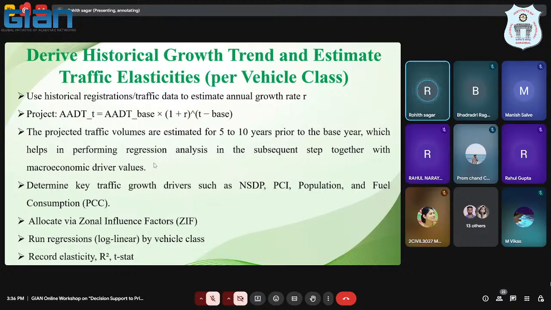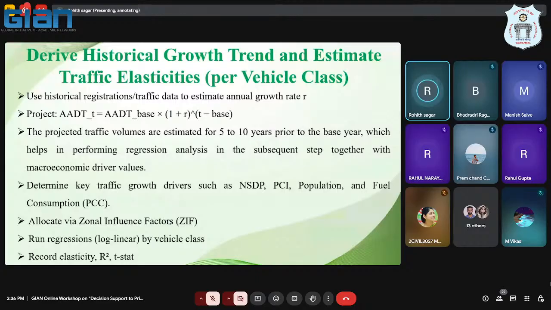So before doing this, we need to collect the NSDP, PCI, and population data of particular states or districts where you are going to conduct the survey. That is, you are going to conduct a survey on a highway or a ring road. In that highway or ring road, there will be vehicles coming from other states also. So there will be a zonal influence factor coming into account in this. That is, there will be traffic from other states also. So the GDP, NSDP, and PCI of other states will come into account for this zonal influence factor.